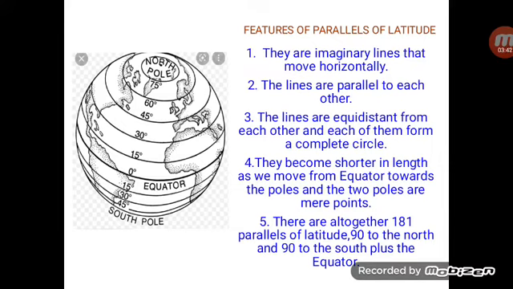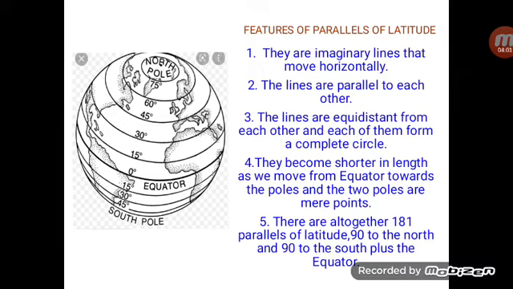So you can see in the picture on the left side that each of them is equidistant from each other. That means the distance from each line to the other remains the same all over, and they are all forming complete circles as you see them.